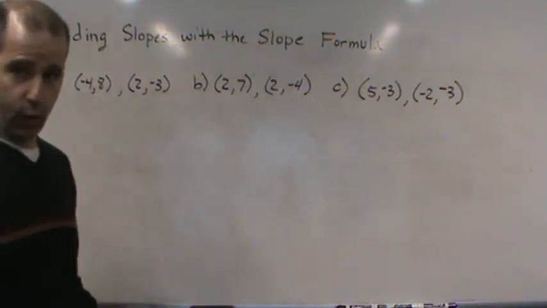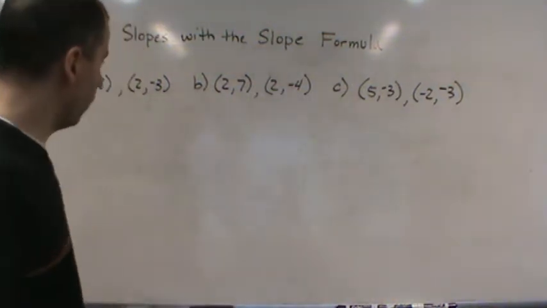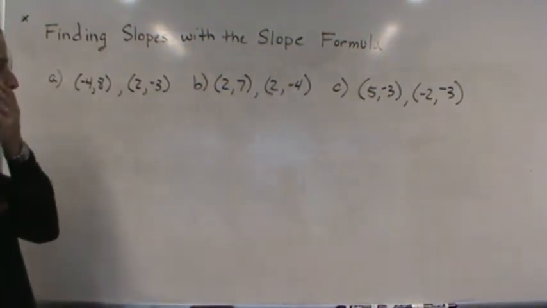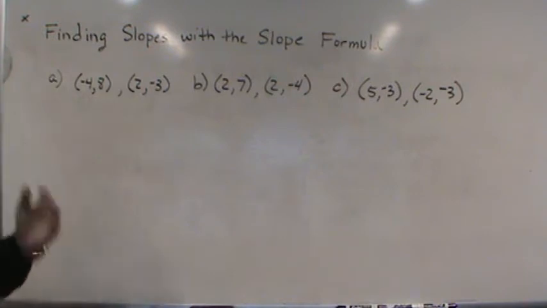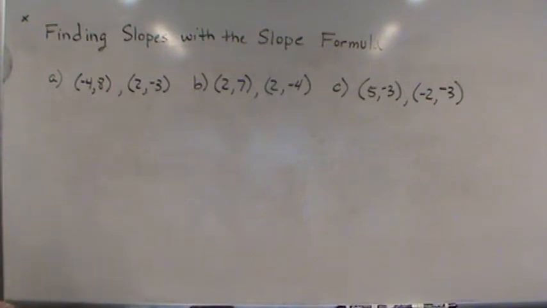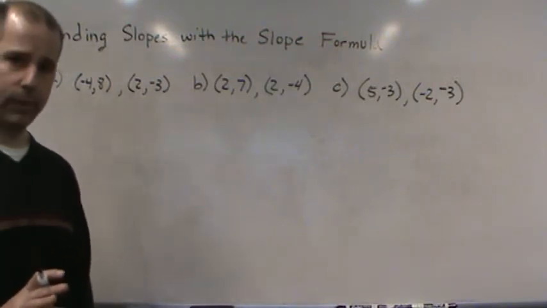Okay, so in this video we're going to go through a few examples, 3 examples, and we're going to use the slope formula. We're going to find the slope of these lines. Now, before I begin, let's talk about a little bit of critical thinking.